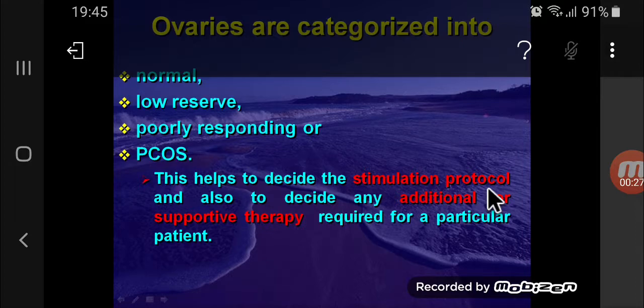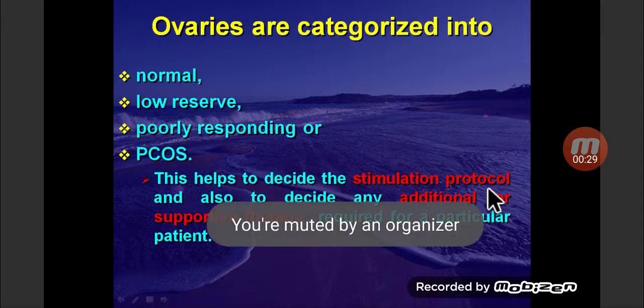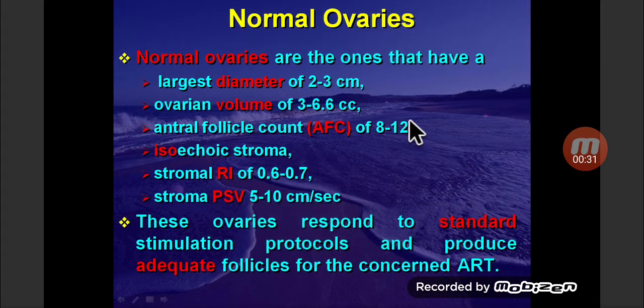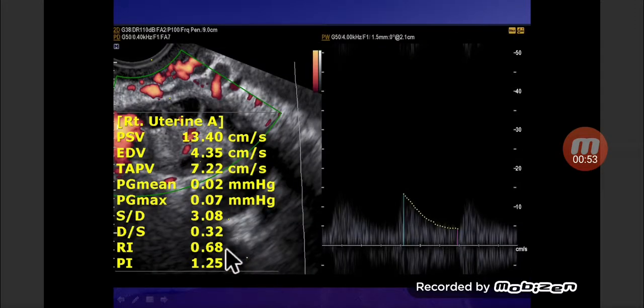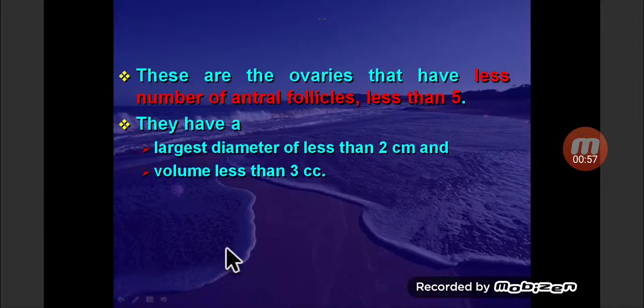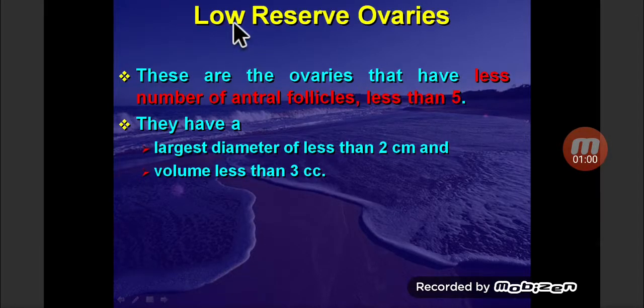3 to 10, good. Anechoic stroma. The resistive index should be between 0.6 to 0.7. Peak systolic velocity between 5 to 10. They're going to respond to standard protocols and adequate number of follicles. You're looking at the resistive index 0.6 to 0.7 and a peak systolic velocity of 5 to 10 or even a little more.